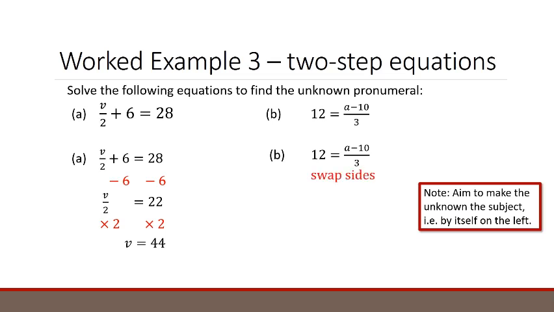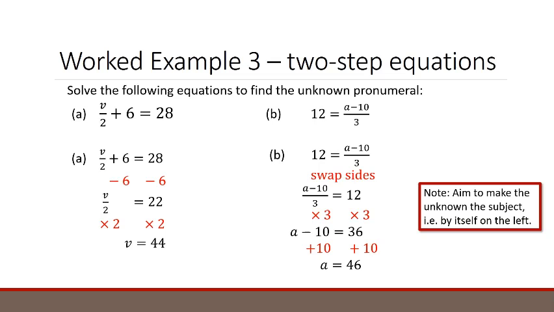First thing we'll do is swap sides. That's an easy way to get the pronumeral on the left-hand side. So now we've got a minus 10 on 3 equals 12. Let's multiply both sides by 3, and that effectively gets rid of the 3 on the bottom line on the left. So we have a minus 10 on the left equals 12 times 3, which is 36. And now you can probably see the next step fairly easily. We want to add 10 to both sides. When we do that, we have a equals 46.